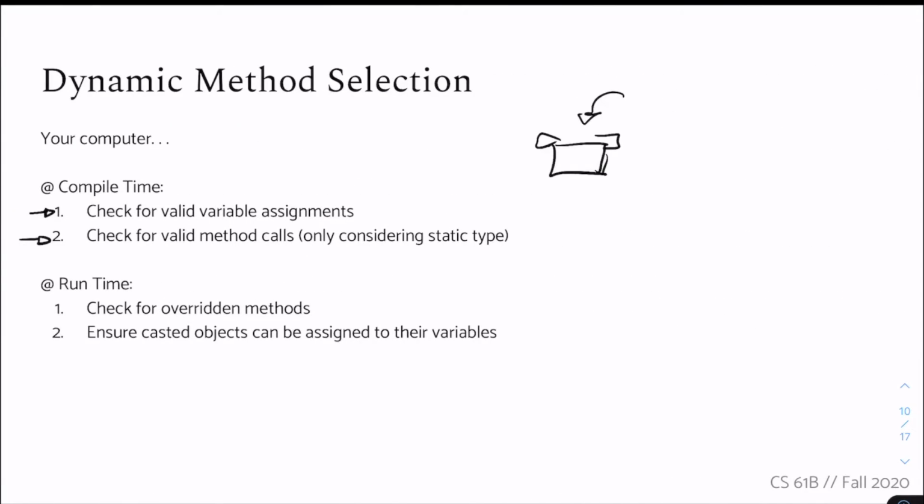At runtime, it checks for overridden methods. So because it only has access to the static type at compile time, it's checking for the method calls in the static class, not in the dynamic class. So at runtime, it checks to see whether there is a better function in the subclass that is actually in the box. And then, lastly, it ensures that casted objects have been casted appropriately and that the things that it overlooked during compile time are actually legal.